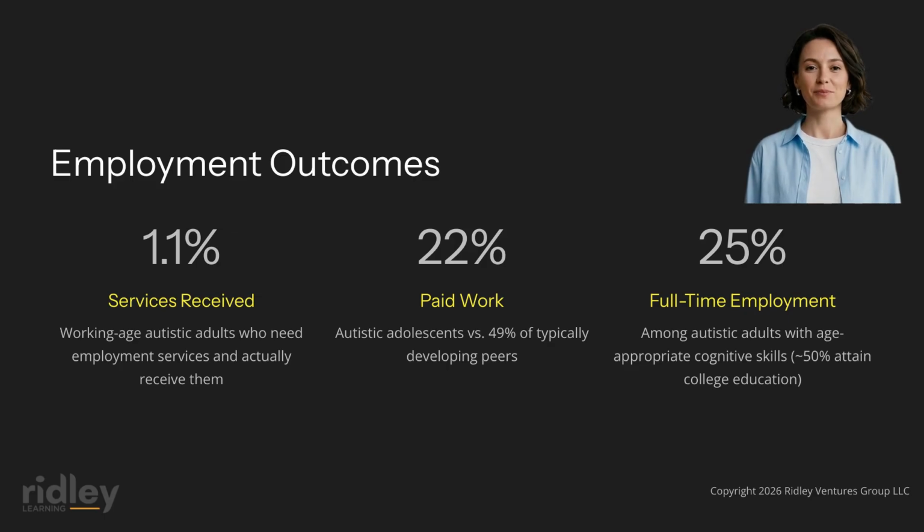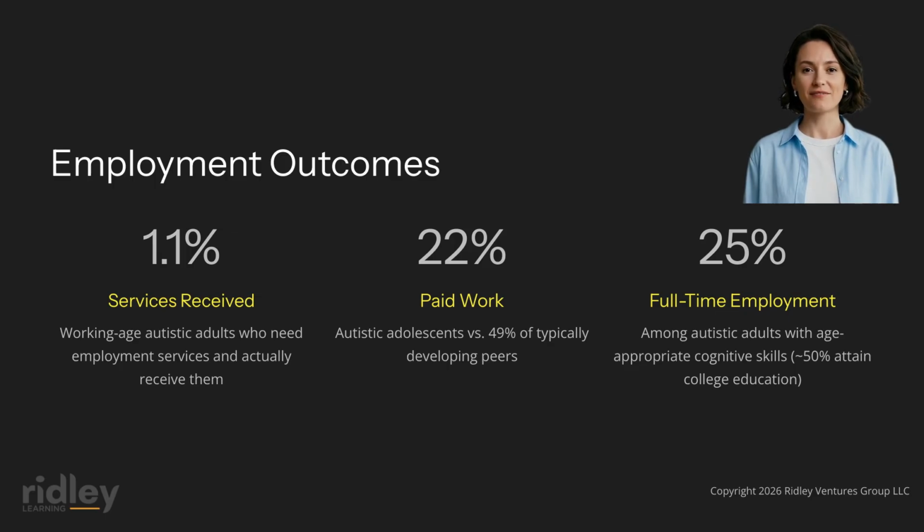Beyond the transition from pediatric to adult services, employment represents the next major challenge. Employment outcomes for autistic adults remain poor. Rue and colleagues' 2023 cross-system analysis estimated that only 1.1% of working-age autistic adults who need employment services actually receive them, leaving roughly 1.98 million without access despite vocational rehabilitation agency expansion.